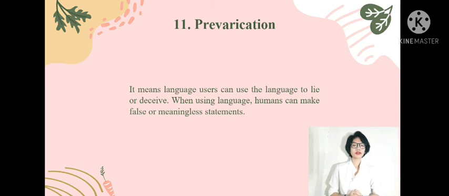Prevarication is when someone tells a lie, especially in a sneaky way, because humans can tell a lie, make false or meaningless statements when they're using language. Sometimes a speaker uses language to create a mistake.